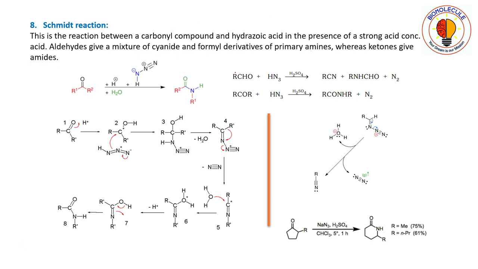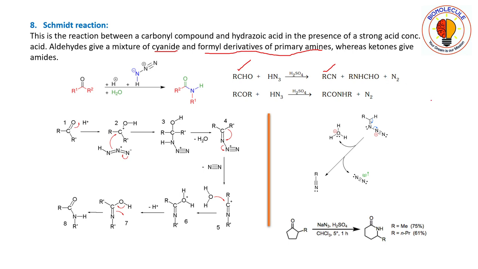So let us look over here. If you take an aldehyde and hydrazoic acid in the presence of a strong concentrated acid, H2SO4, you will get cyanide and formyl derivatives of primary amines. So you are getting a cyanide over here and formyl derivatives of primary amine.